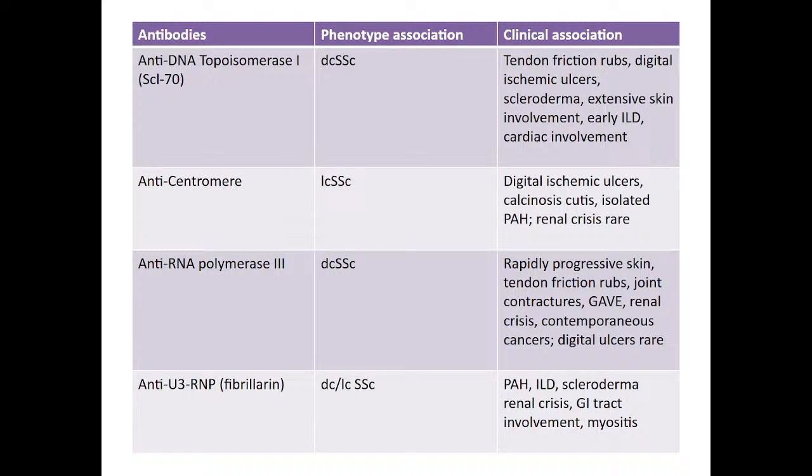There can be anti-U3 RNP or fibrillarin, which can be associated with pulmonary artery hypertension, ILD, scleroderma, etc. So the most important thing you need to remember is that these groups of antibodies can be seen in association, but the top two are probably the most important to remember or recognize.